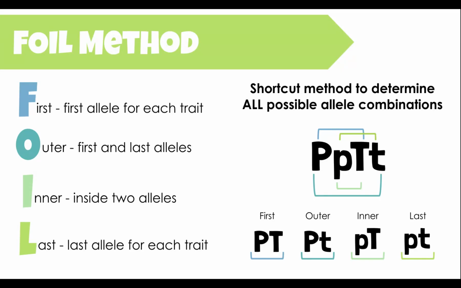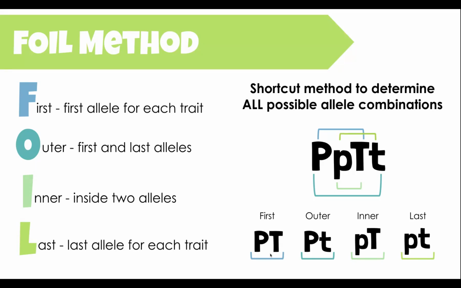This is basically a shortcut for coming up with every possible allele combination that might be created during meiosis. If I take that same genotype, big P, little p, big T, little t, we have 4 letters. The first 2 letters are for gene 1, the second 2 letters are for gene 2. I want to look at the allele combinations that are created in my sex cells. For first, I'm going to take the first allele of each trait: the first of the P trait and the first of the T trait, and combine them together. So the first here is a big P and a big T.